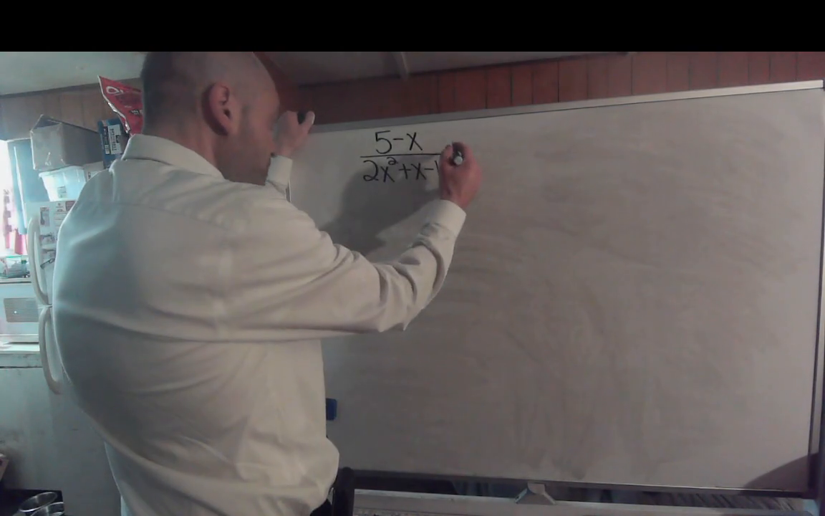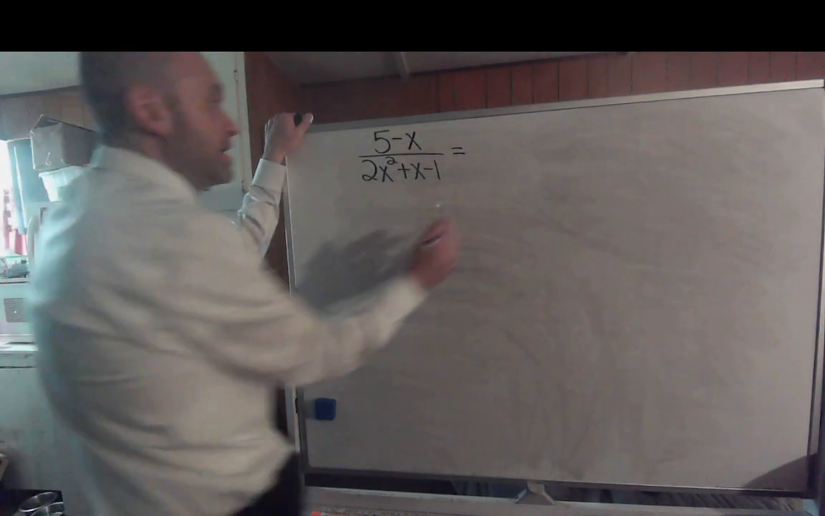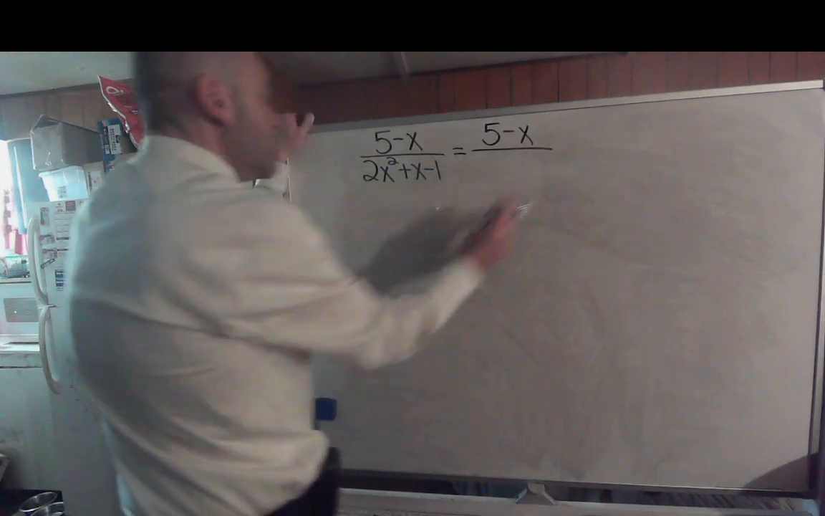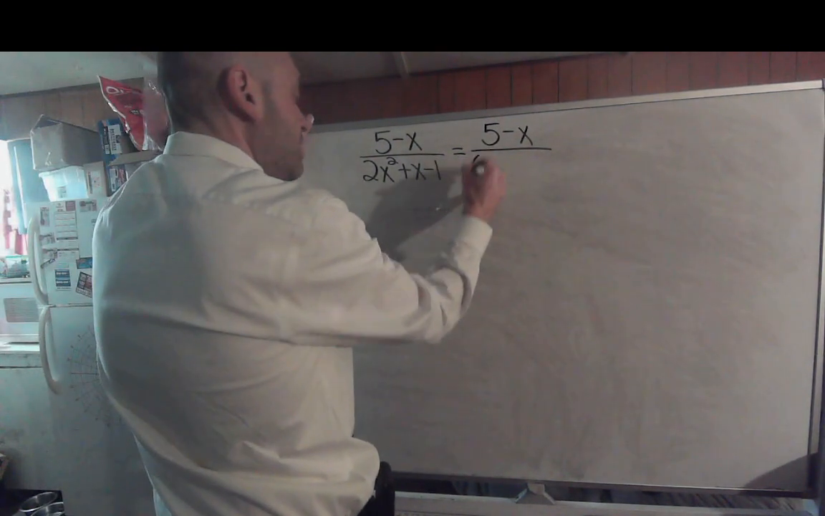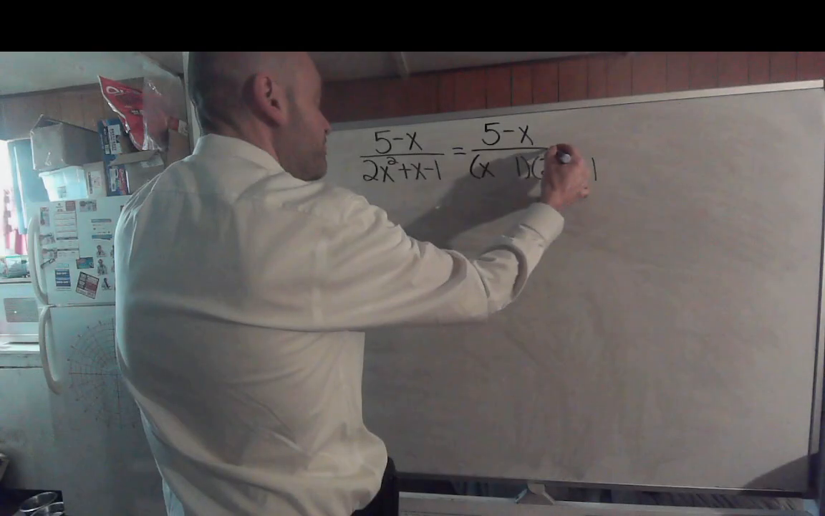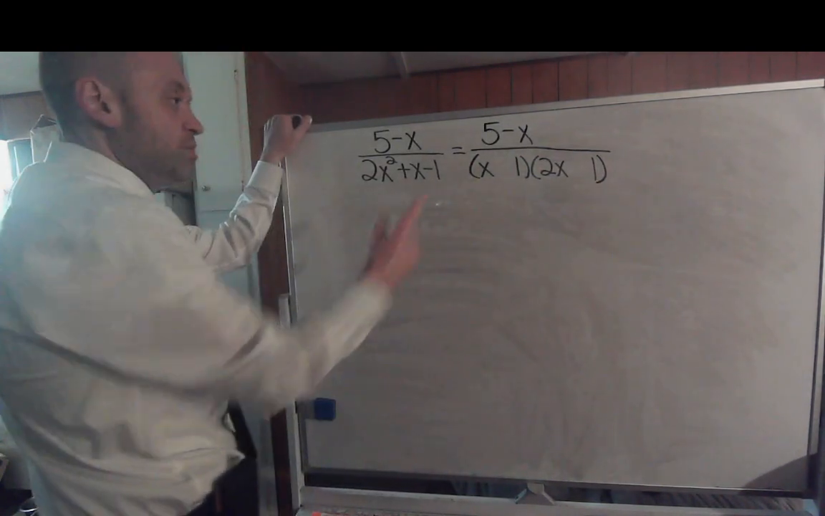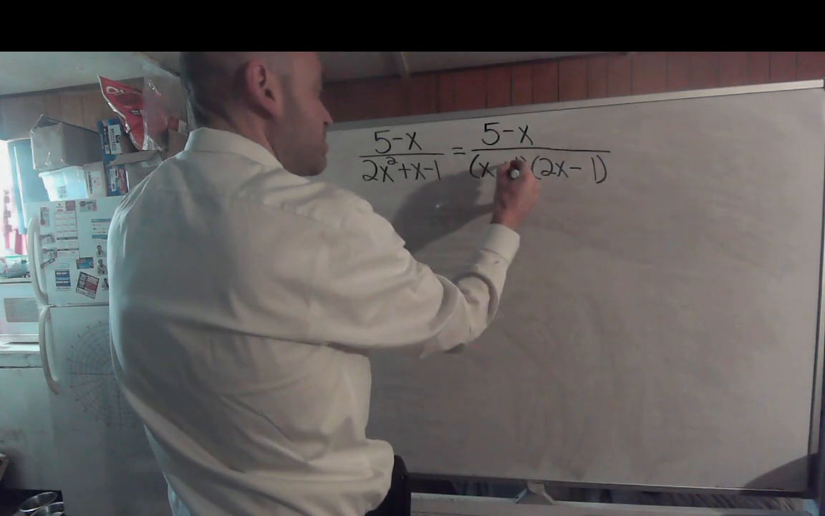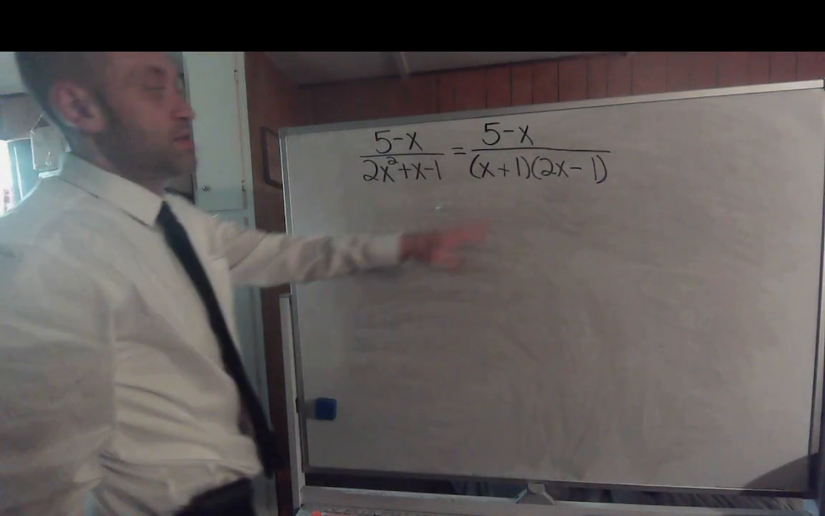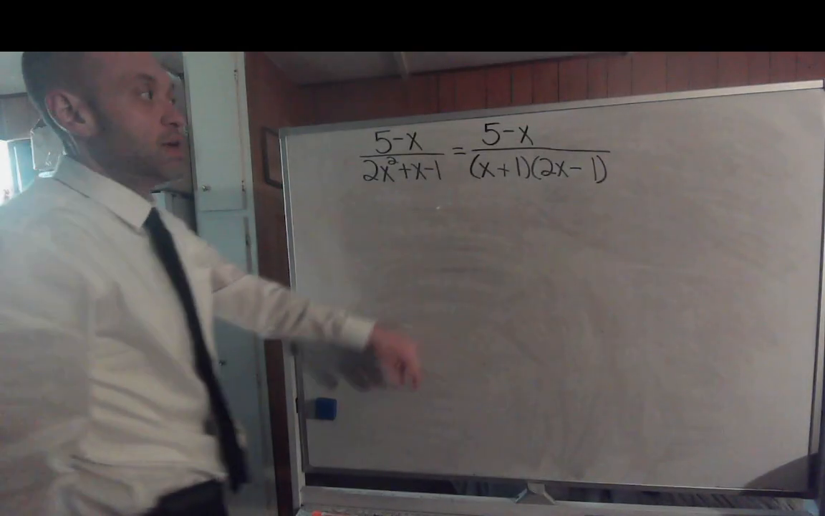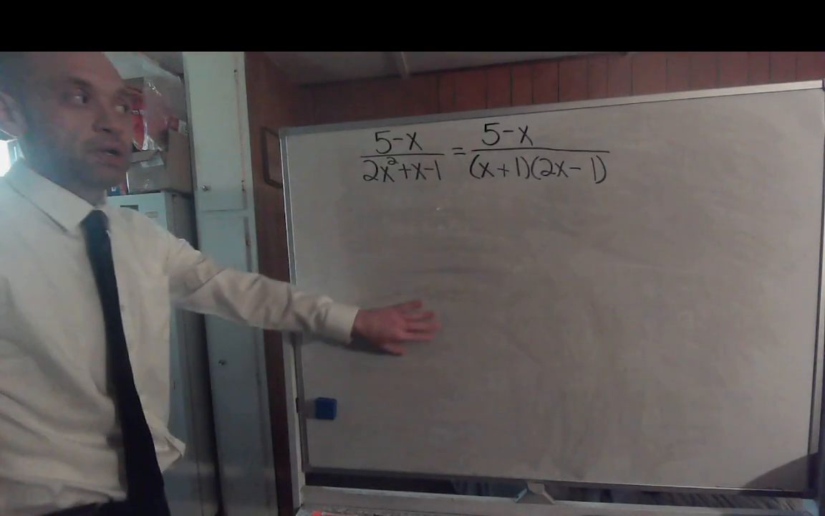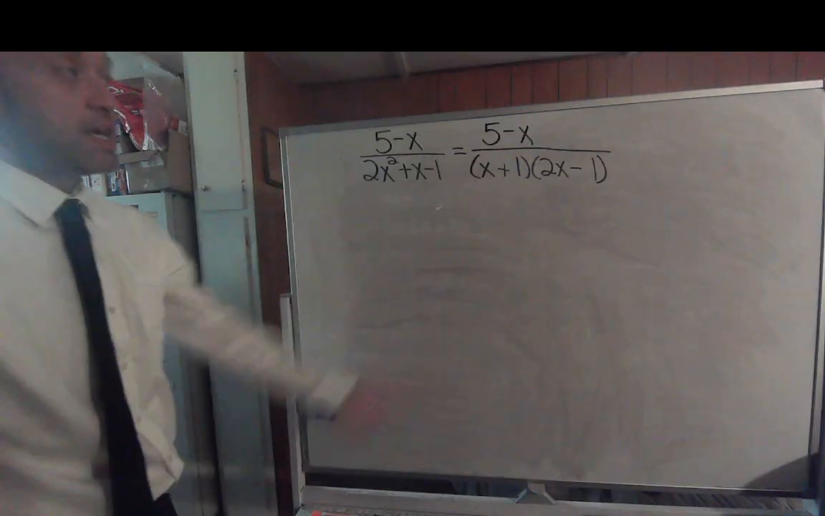But let's go ahead here and factor the denominator. So this would end up equaling 5 minus x all over the factors here, which would be x, and then you'll have a 1, and then a 2x and a 1. So 2x squared minus x plus 2x would give you that plus x, the minus 1. Okay. So we found the factored form of the denominator. It's going to be 5 minus x over x plus 1 times 2x minus 1. So that's your common denominator.